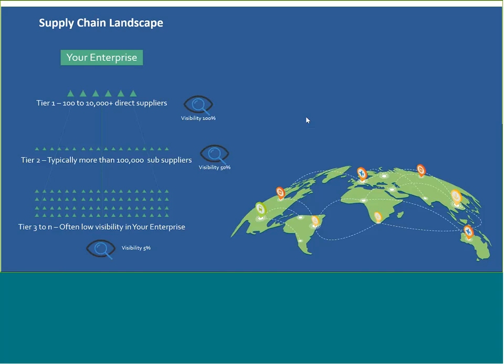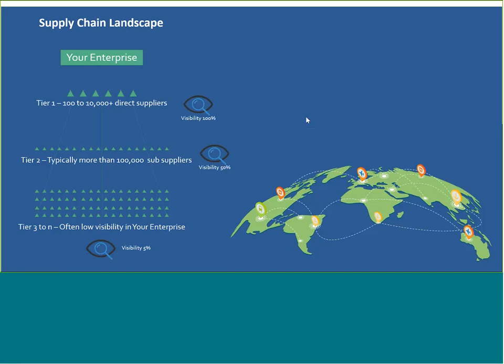And you have 100% visibility into tier 1. Your ERP knows every one of your direct suppliers. You've got people's names, addresses, and everything. Depending on your company, you have variable visibility into tier 2. You may know half of your sub-suppliers. You may know a third. Some people know only 2 or 3%. Then there's the N tiers, 3 through the bottom. You may have no visibility. I've said 5%. Many companies have 0% visibility into tier 3 and beyond.